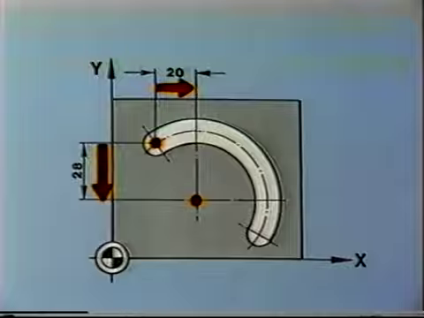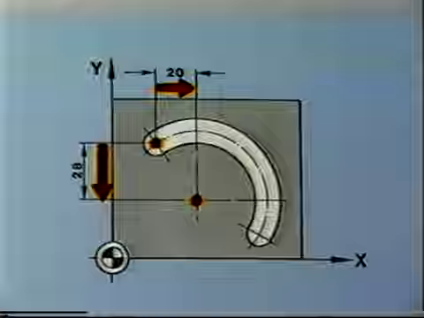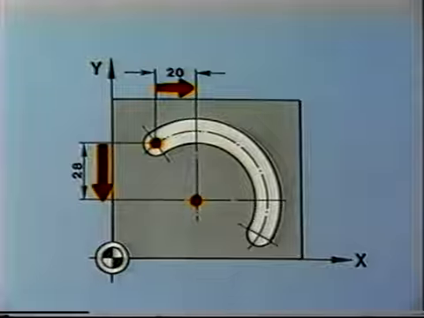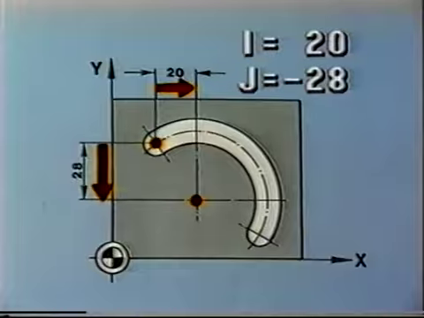Okay, let's look at an example. Here you would have to go 20 millimeters in the X direction and 28 millimeters in the Y direction to travel to the center. So you program I 20 and J minus 28.